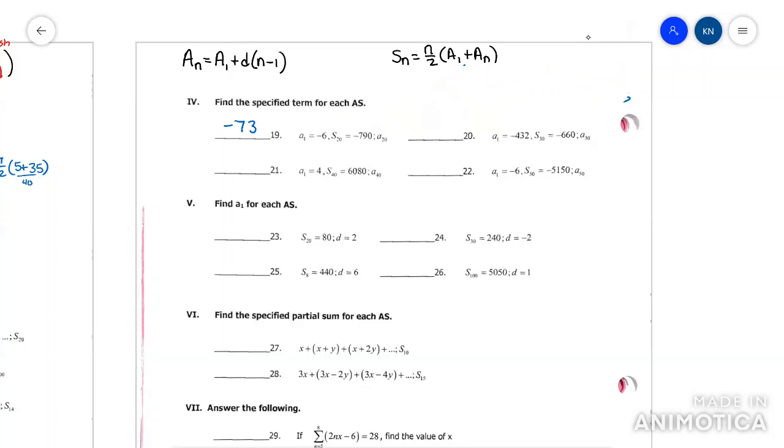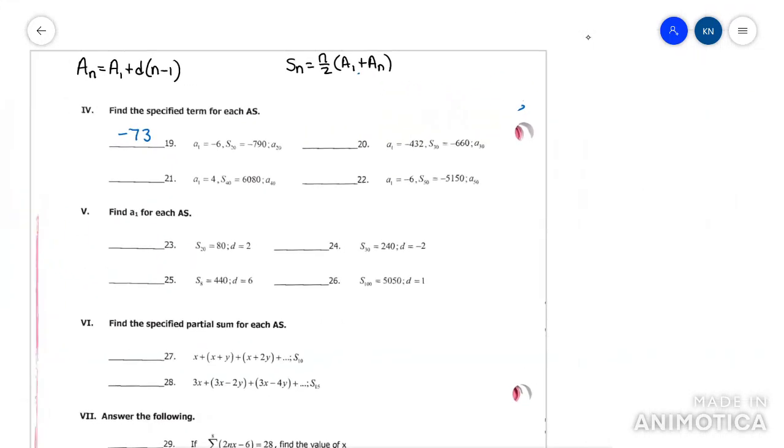Okay, let's look at number 20 so I have a little bit more room. You're going to use the second equation and plug in what you know. You know the sum of the series is negative 660 when the number is 30, and your first term is negative 432, and you're looking for the 30th term.